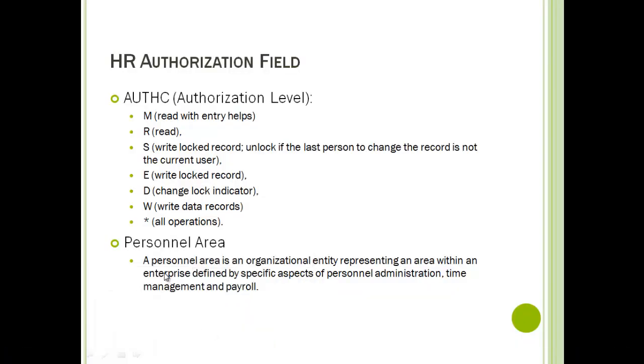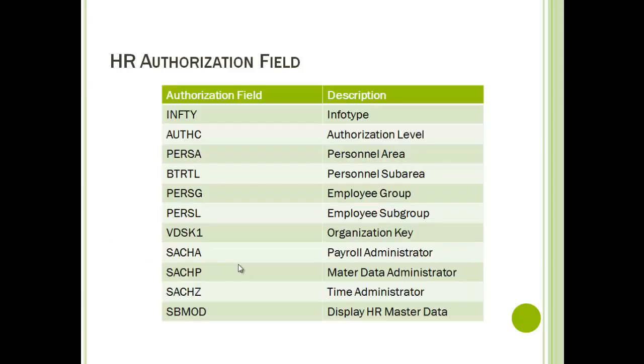So let's go back. We saw authorization and personal area. We have a couple of others, personal sub areas. Where do we have it? Okay, we have personal sub area. So let's see here. We know already info type, we know authorization level, we know what is personal area and personal sub area. We know how to search personal sub area. Personal sub area is a further division of personal area. That means the personal area is further divided into sub areas.